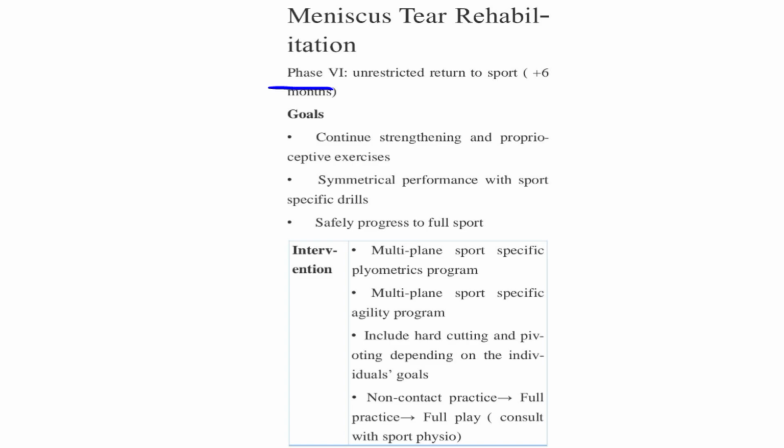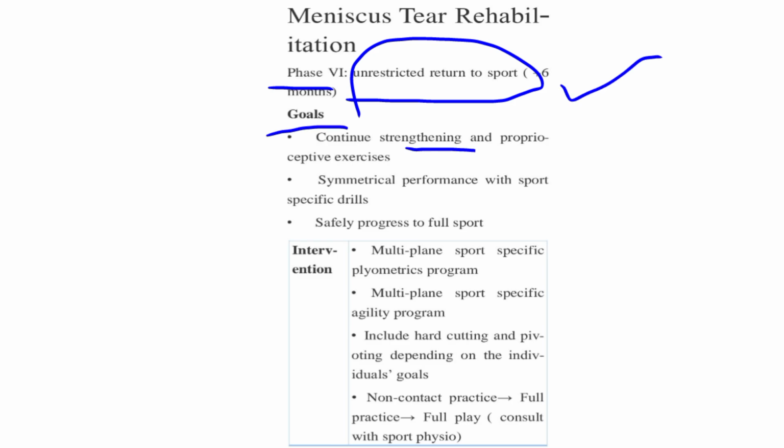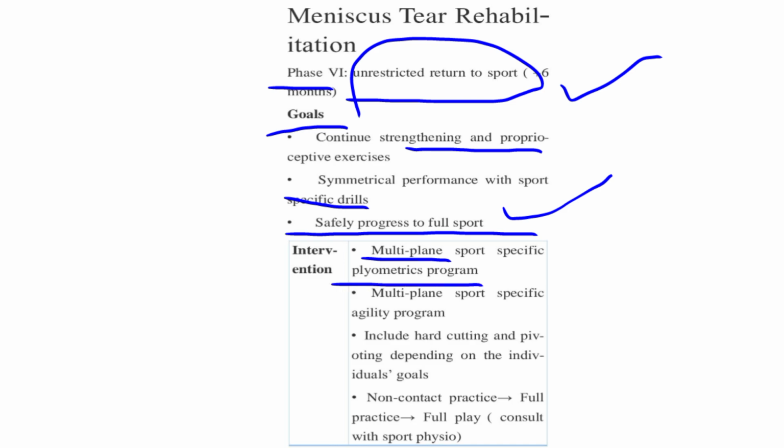In phase 6, it is unrestricted return to sports. It is 6 plus months. The goal in this phase is to continue proprioceptive and strengthening exercises, symmetrical performance with sport-specific drills, and the patient is now able to fully progress to sport activities. The intervention is multiplane, meaning many planes, a sport-specific plyometric program, and an agility program including hard cutting and pivoting depending on the patient's goals. We focus on the plyometrics and agility programs.